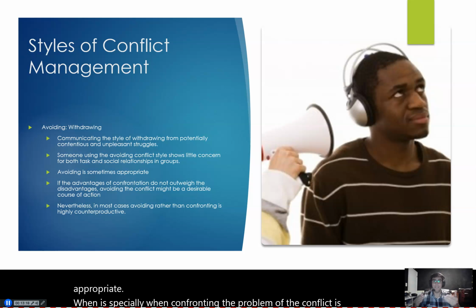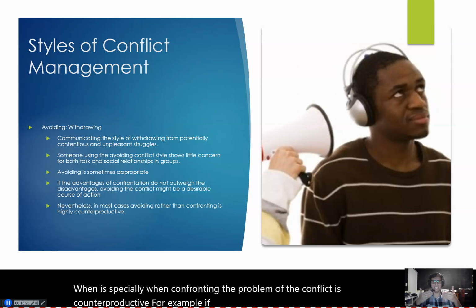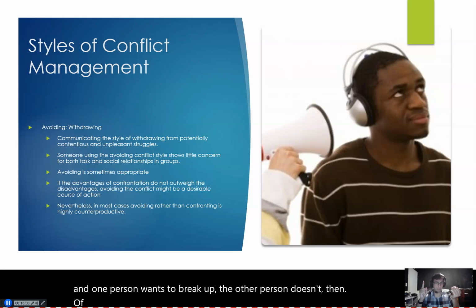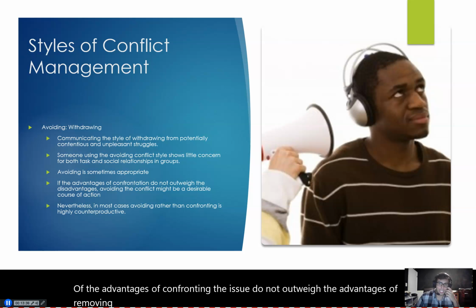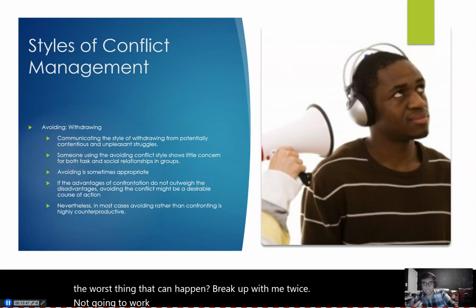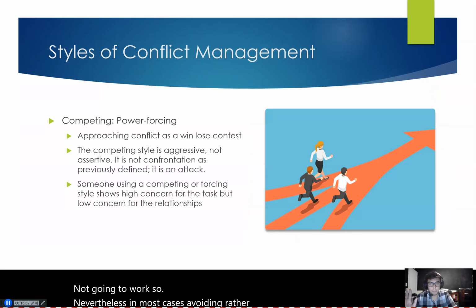For example, if two people are breaking up and one person wants to break up, the other person doesn't, then the advantages of confronting the issue do not outweigh the advantages of removing yourself from the situation and avoiding the conflict. Because what's the worst thing that can happen? Break up with me twice? Not going to work. Nevertheless, in most cases, avoiding rather than confronting is highly counterproductive.